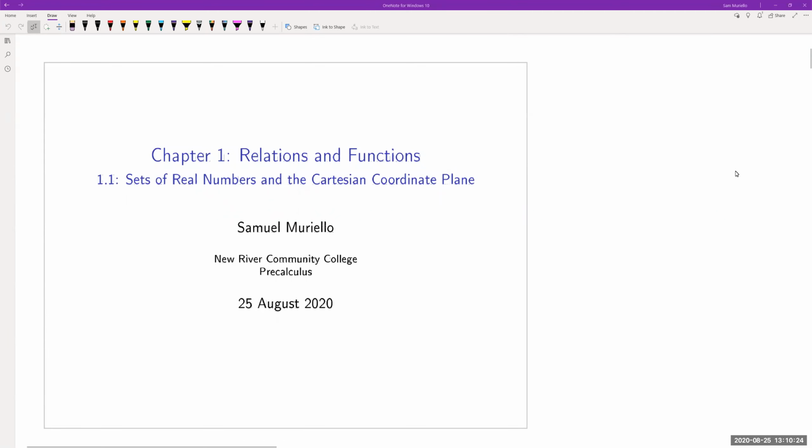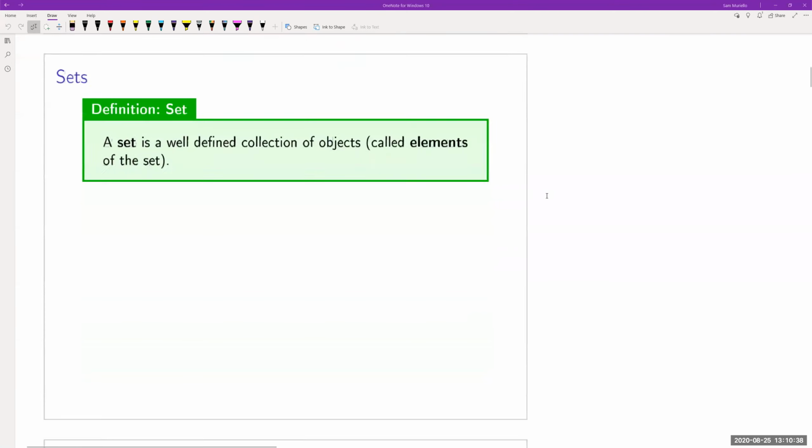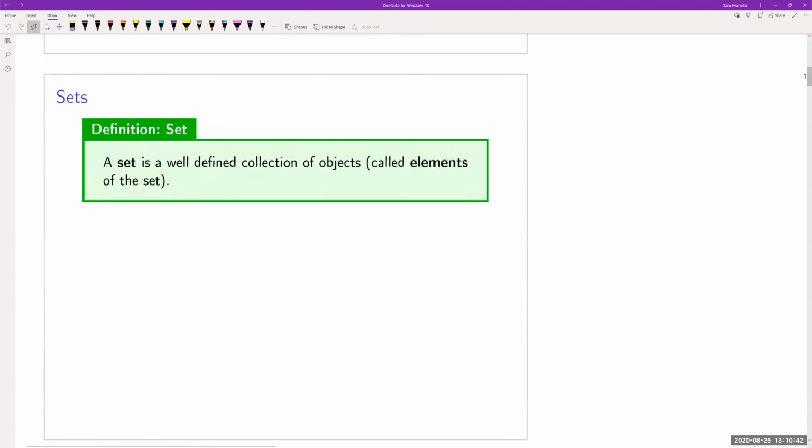Okay, today we're going to go through the first section in the book, Chapter 1, Relations and Functions, Section 1.1, Sets of Real Numbers and the Cartesian Coordinate Plane. So starting at the beginning, we're talking about what a set is. And set is just a fancy word that means a well-defined collection of objects.